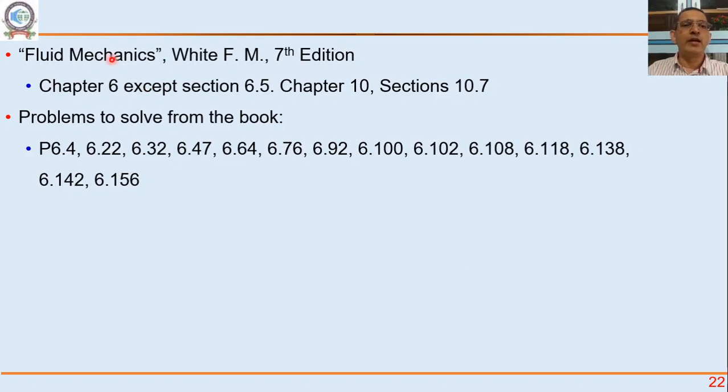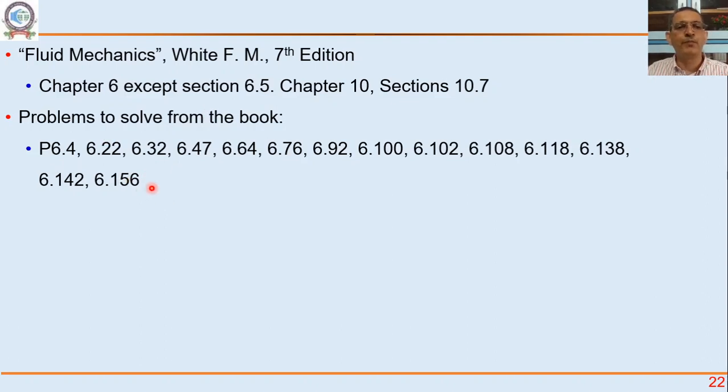This material for your reading you can find in Fluid Mechanics book, Frank White, 7th edition. We have done chapter 6 except section 6.5. And related to things like Wears and V-notch, that is in chapter 10, section 10.7. Section 6.5 is related to turbulence modeling and so on. Let's not do that. We will do that as we go along. We have a different place for that in the course, and you can solve these problems from the book.